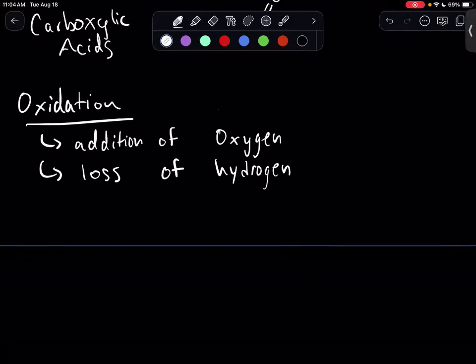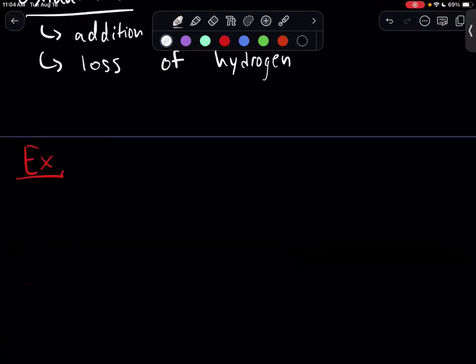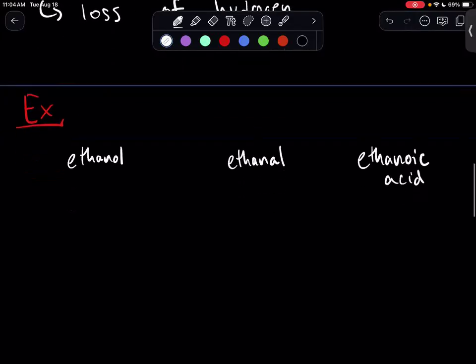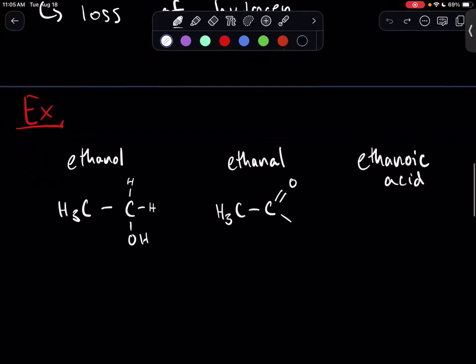With all this in our heads already, let's go ahead and look at an example of an alcohol, an aldehyde, and a carboxylic acid. So in this case, let's look at ethanol, ethanal, and ethanoic acid. For all of these, they're going to be a carbon with three hydrogens followed by a carbon with something else going on. So ethanol has our primary alcohol, ethanal has our aldehyde, and ethanoic acid has our carboxylic acid.